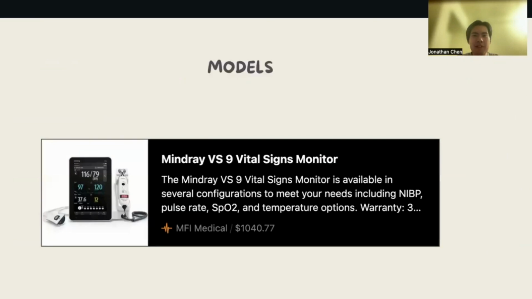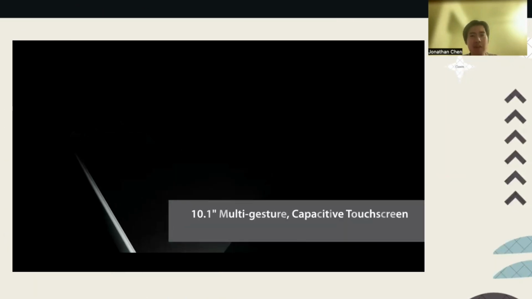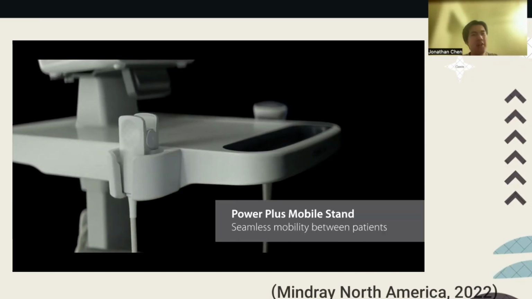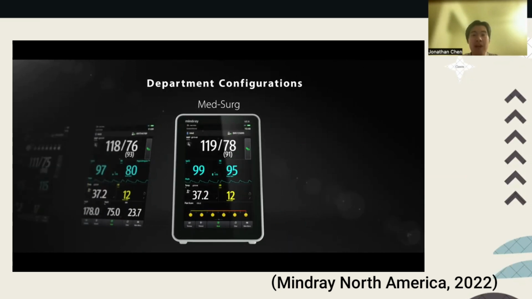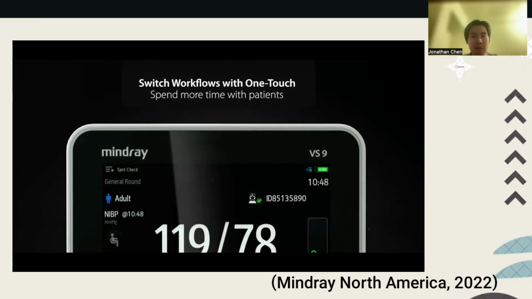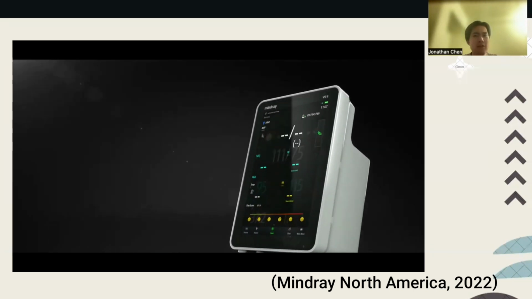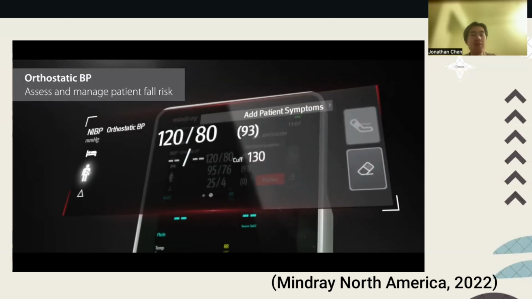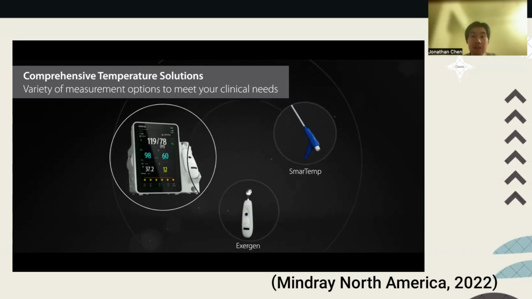Another example is the Mindray VS9 vital signs monitor that has several configurations that can heavily impact its list price. Their cheapest configuration of 1000 USD only has non-invasive blood pressure and pulse rate, whereas their most expensive configuration has only a few additional functions, which raises the list price to nearly 4,500 USD.